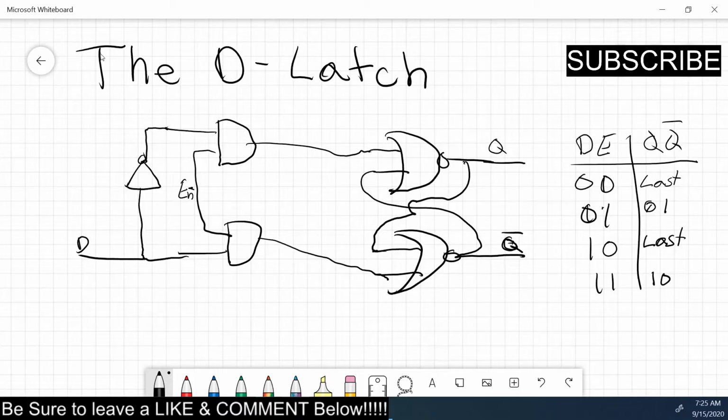It's a simple truth table. I know my drawing skills are horrible. It's hard to draw on a tablet thing. I'm just not good at it. I hope to get better.